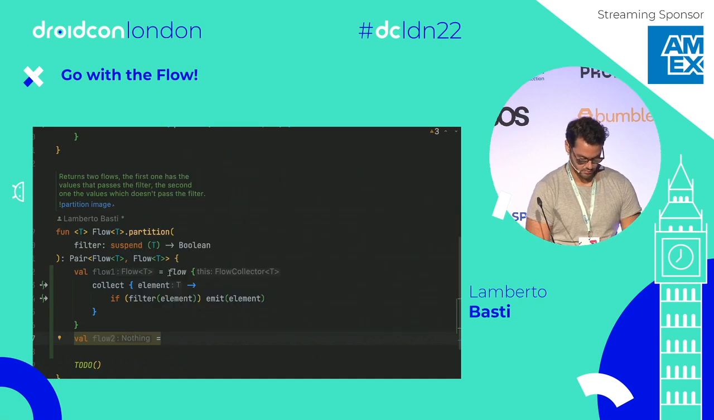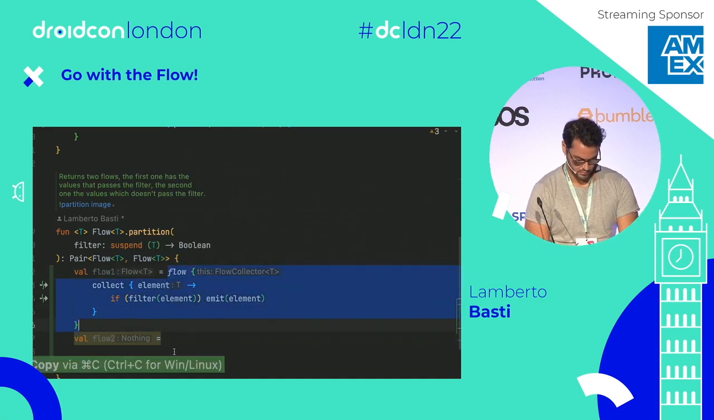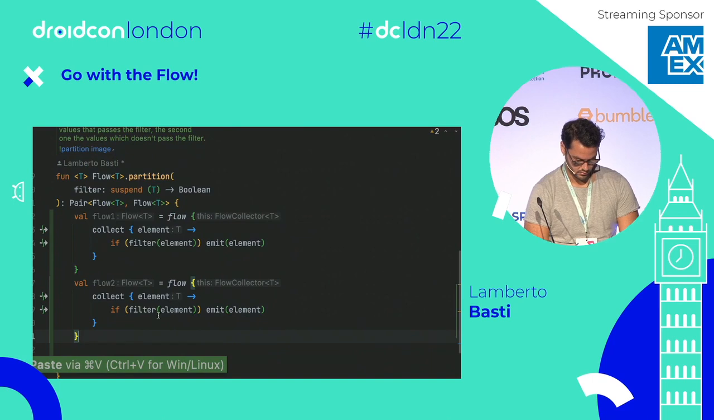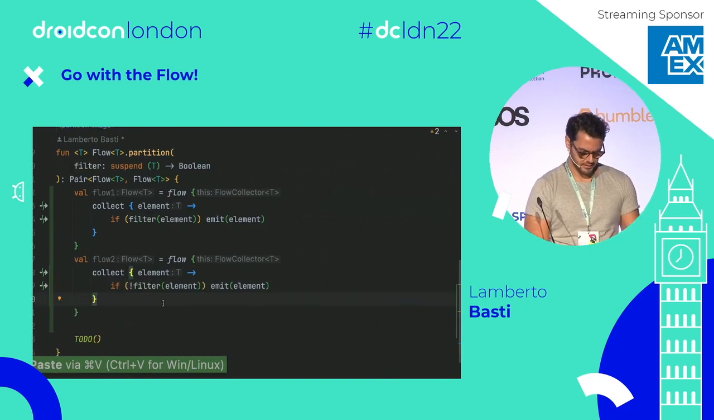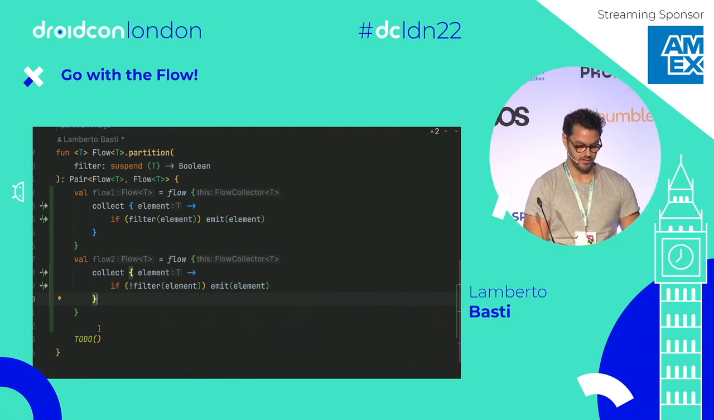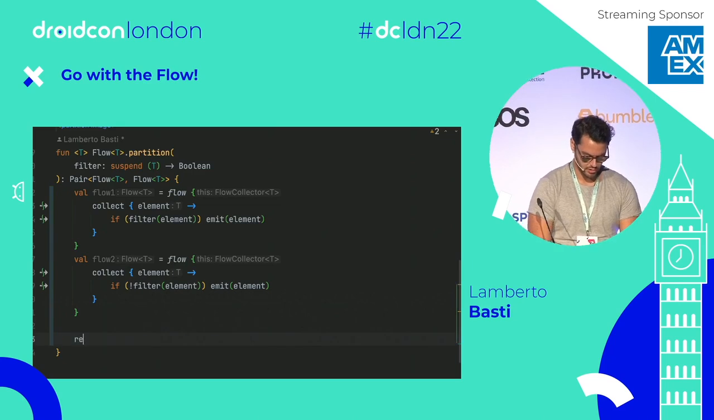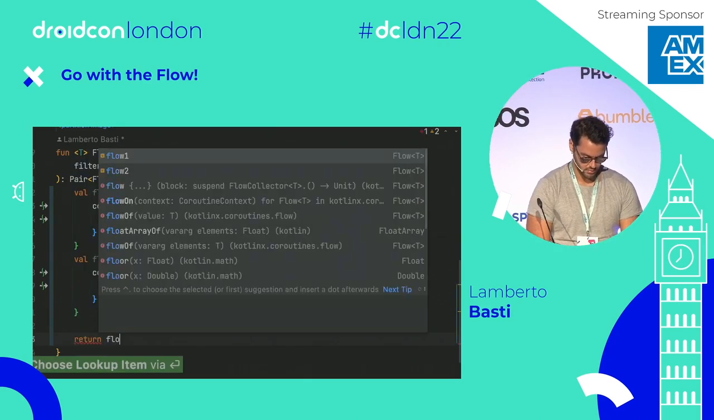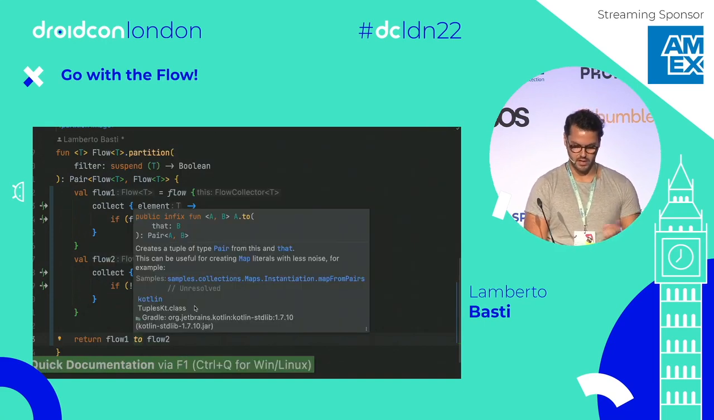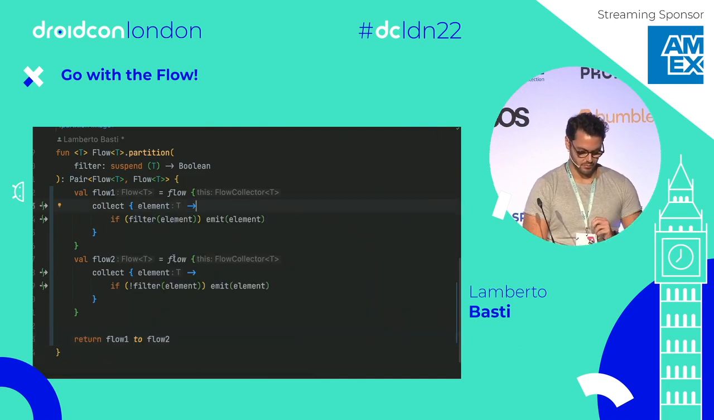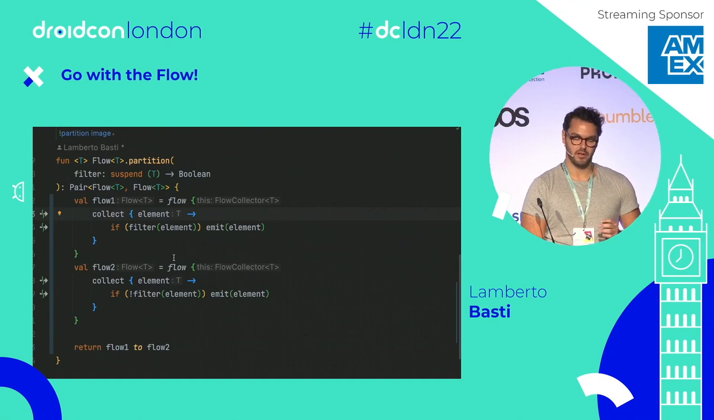Well, we can just copy paste here, and we have a second flow. That's pretty neat because it's literally the same thing, but this time we emit if it doesn't pass the filter. And here we just return flow 1 to flow 2. This is just for the ones who don't know, an infix function that returns a pair of two elements, and it's simple. And now we've implemented the operator.